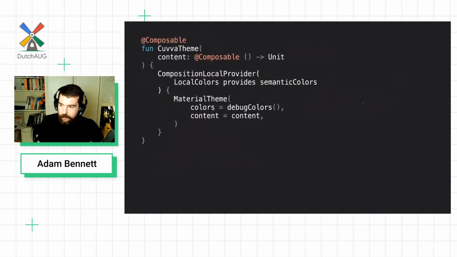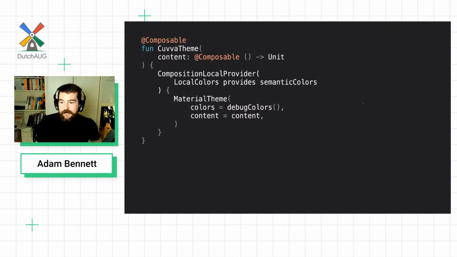And then within your theme itself, you just use this composition local provider, and you say that this local colors composition local that you've defined provides semantic colors. And semantic colors in this case is just your colors object. And it's really as easy as that. If this is at all unclear, the Compose examples, the Jetpack example has exactly this. So we lifted it completely from there. It's super, super easy.